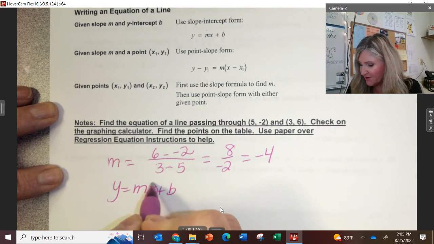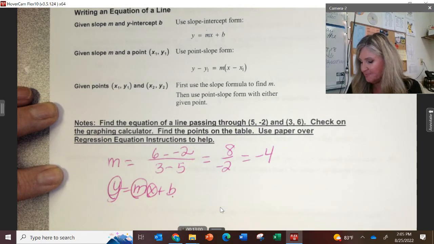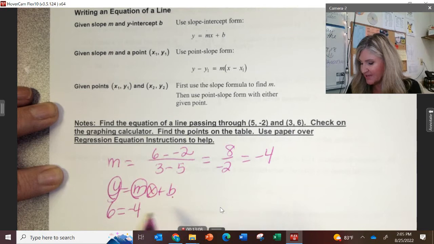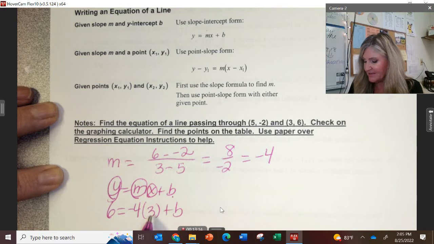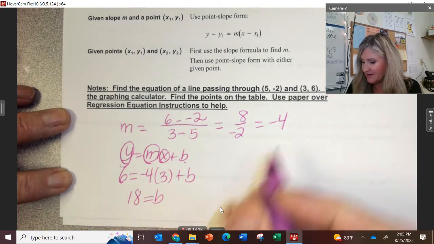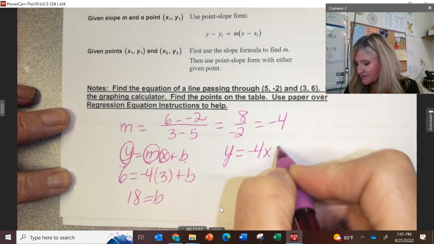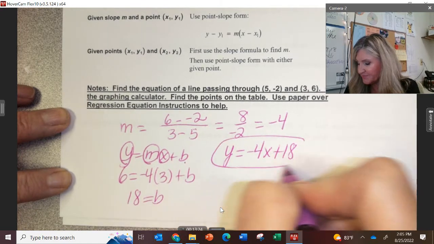I'm going to plug in for x and y, and I'm going to plug in for m, and I'm going to find b. So if I'm going to use this point, what's y? What's m? What's x? 3. I'm trying to find b. B is going to be, that's -12 added over. What do you get? 18. So the equation of this line is y equals -4x plus 18.